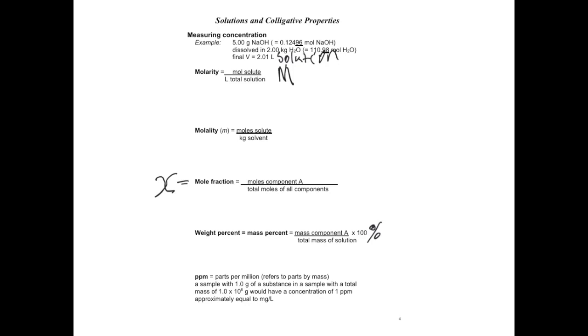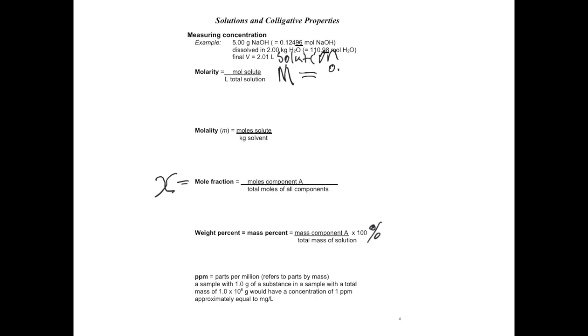So 5 grams of sodium hydroxide is 0.124, and these are non-significant, so 0.124, almost 0.125 moles of sodium hydroxide. 110.98 moles of water is 2 kilograms. So let's apply this. For molarity, this should be old hat for you by now.